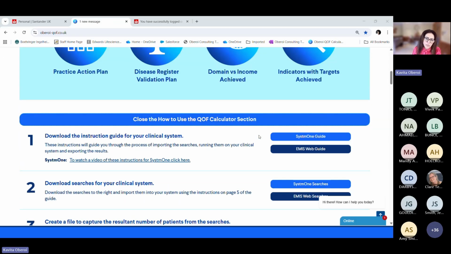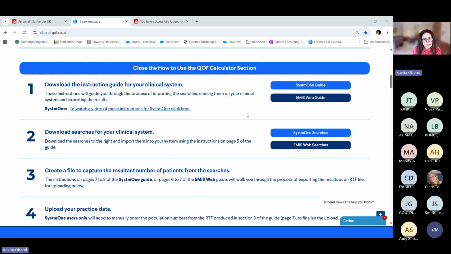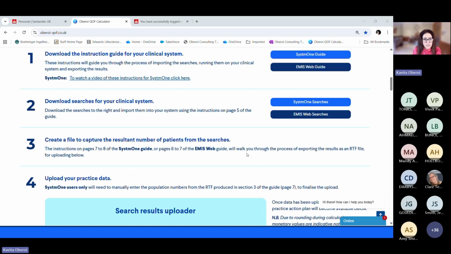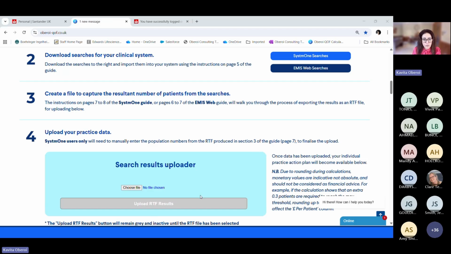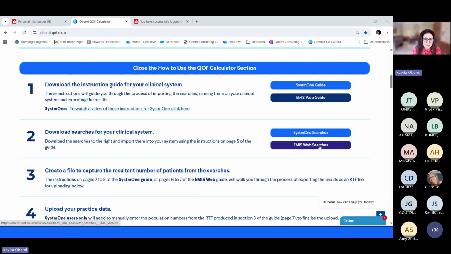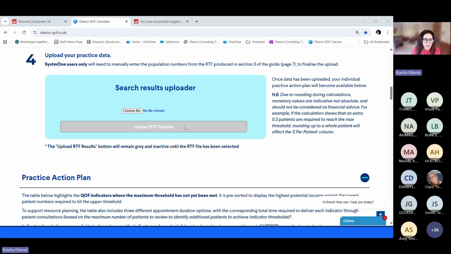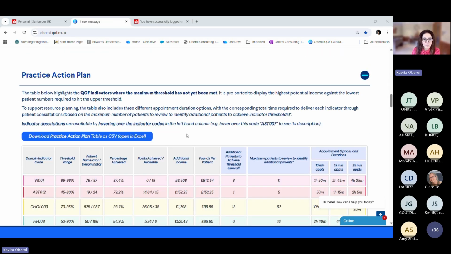So once you get access, if you're a System 1 practice, you will download your searches once and put them onto your clinical system. It's the searches that drive the tool, and we've got practices who run the tool every single week. So you download them once, you run your searches, and you upload the RTF results. All you're uploading there is numbers, and it's the same for EMIS. There are instructions in here on how to do this. Once you've downloaded your searches, got your search results and uploaded them, what happens is it generates your practice action plan.